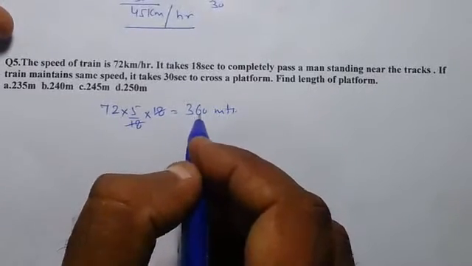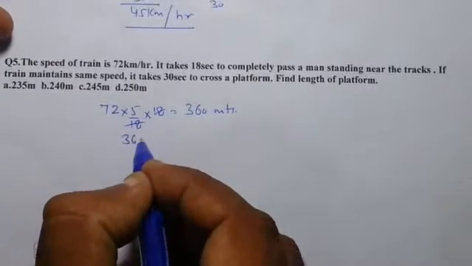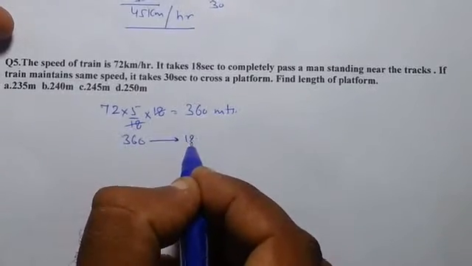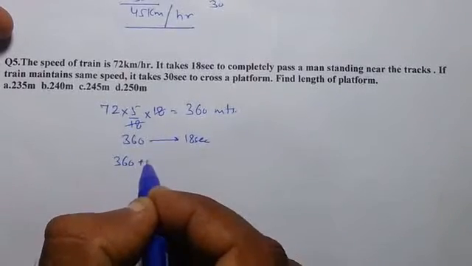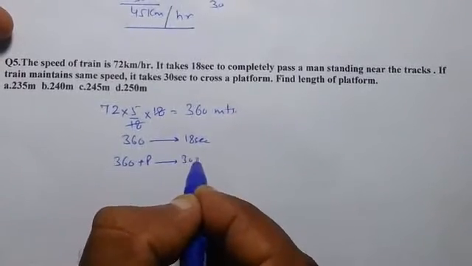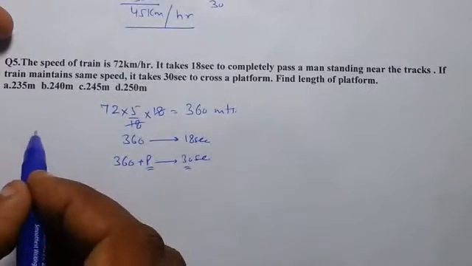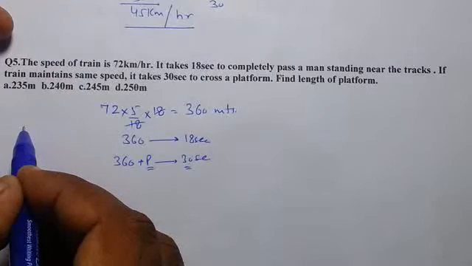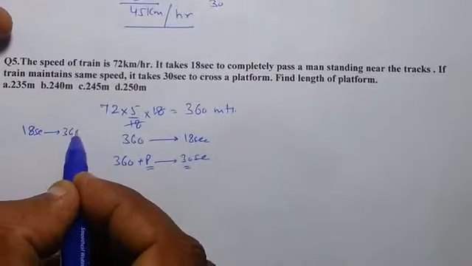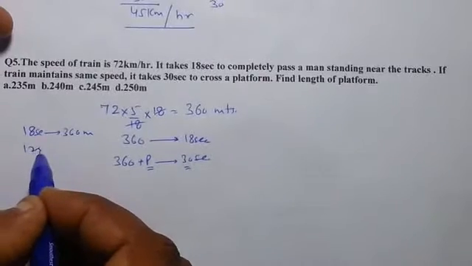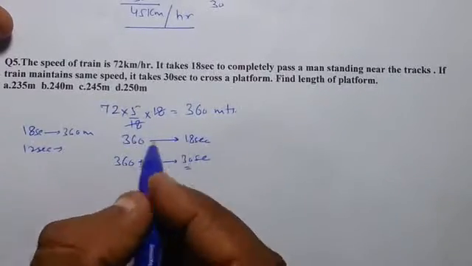And then it is given, it takes 30 seconds to cross a platform. So that means it goes 360 meters in 18 seconds, and 360 plus platform in 30 seconds. So it crosses the platform in 12 seconds. So let us find it. So if in 18 seconds it goes 360 meters, in 12 seconds, how much will it go? 30 minus 18 is equal to 12.